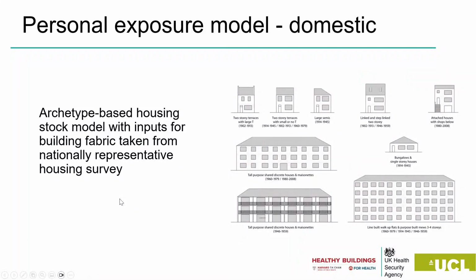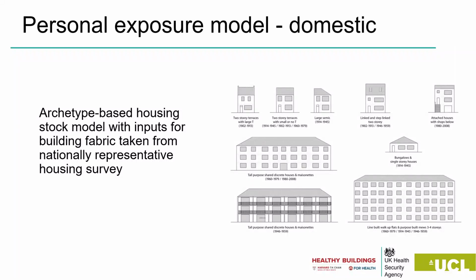So the personal exposure model models concentrations in indoor and outdoor microenvironments. It has a number of different components. The first, the domestic component, uses an archetype-based stock model.